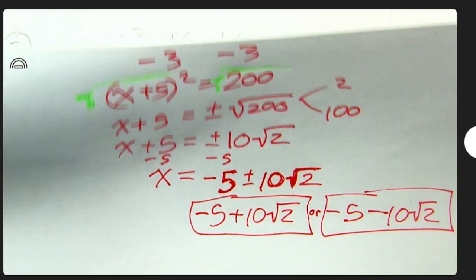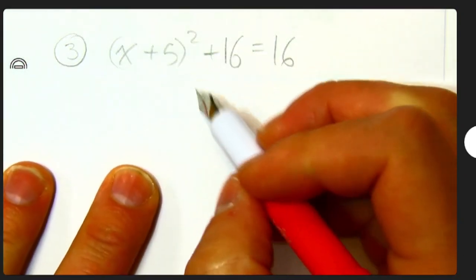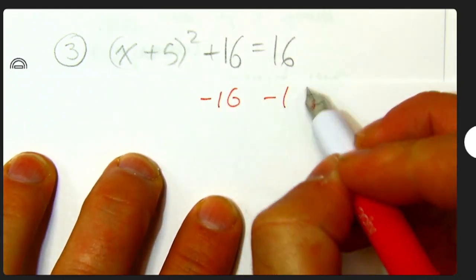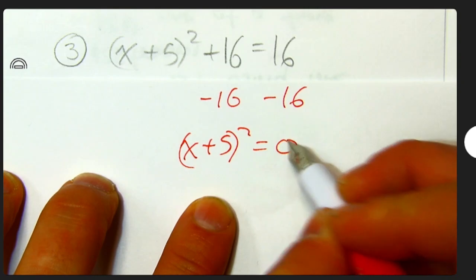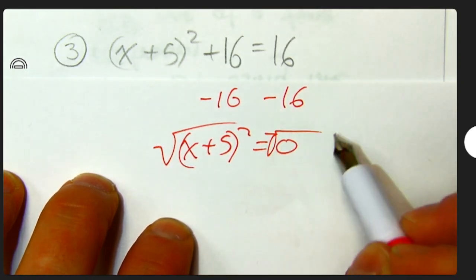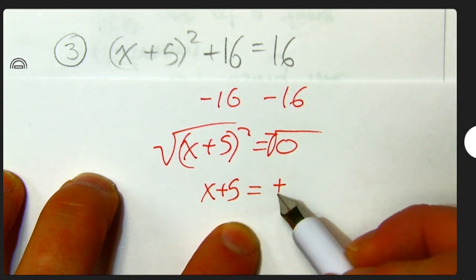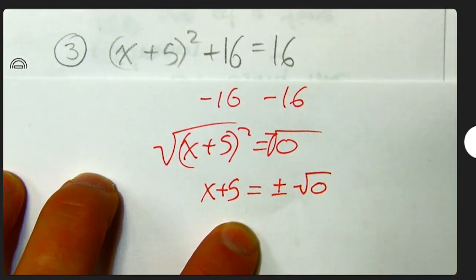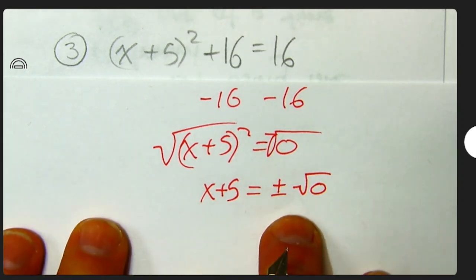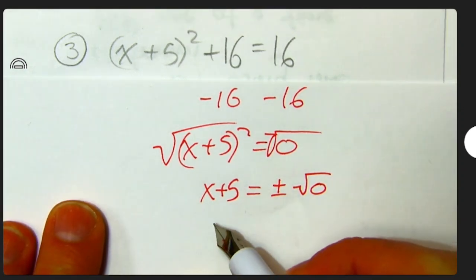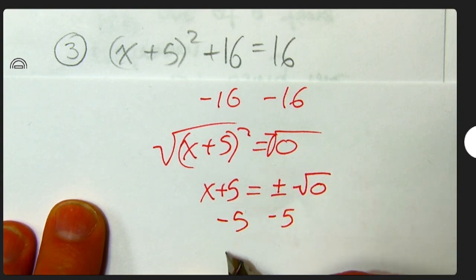Last problem. Minus 16, x plus 5 squared equals 0. Square root both sides, and we get x plus 5 equals plus or minus the square root of 0. What's the square root of 0? 0. So I could just write a 0 over here. But I'm going to keep going with the pattern so that we get used to it.